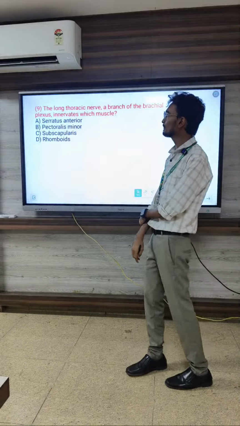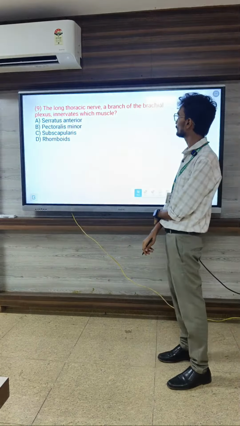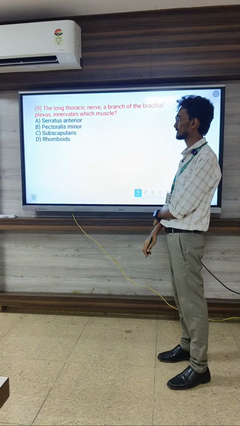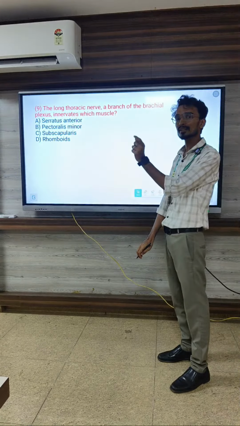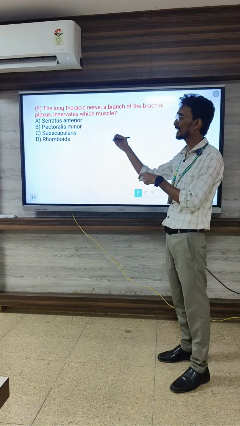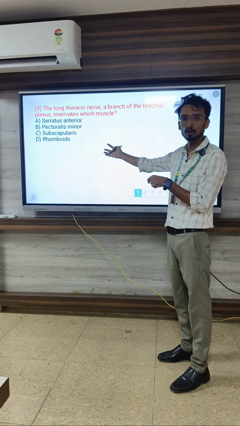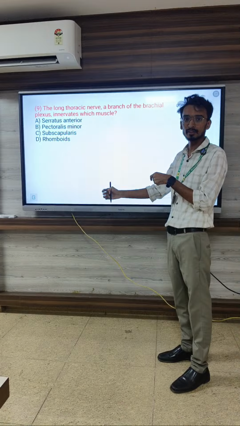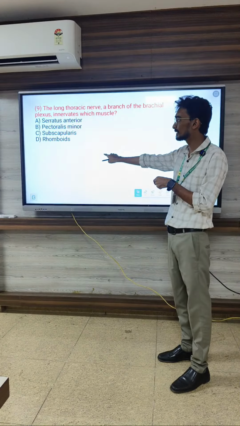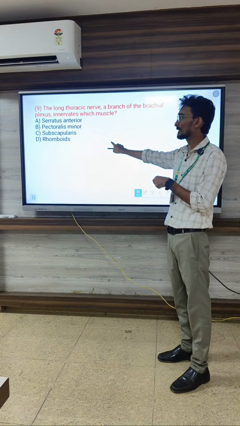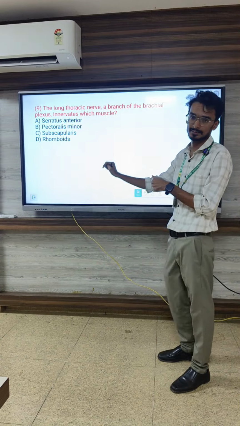Okay, moving on. The long thoracic nerve, a branch of the brachial plexus, innervates which muscle? There is a nerve called the long thoracic nerve in the brachial plexus. It has to innervate a muscle. I have given 4 options. Option A, serratus anterior. Option B, pectoralis minor. Option C, subscapularis. And option D, rhomboids. Have a glance.